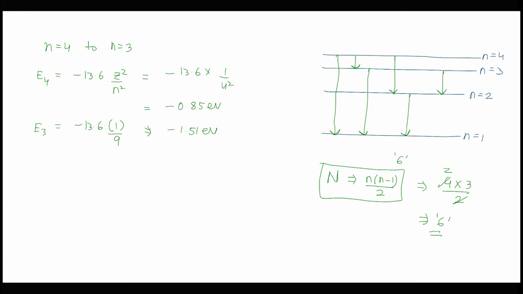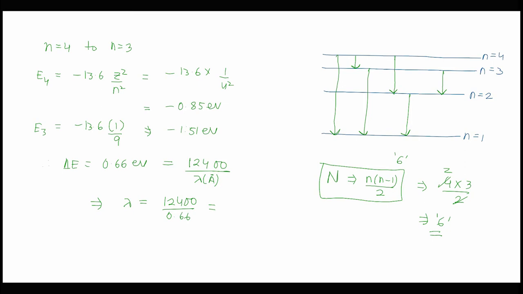If we subtract the two values, we obtain delta E, which is equal to 0.66 electron volt. Now the question is asking us to calculate the wavelength corresponding to this. So we can calculate the wavelength using the same initial formula which we have used, 12400 by wavelength in angstrom. So from here I can calculate that the wavelength in angstrom is going to be equal to 12400 by 0.66.